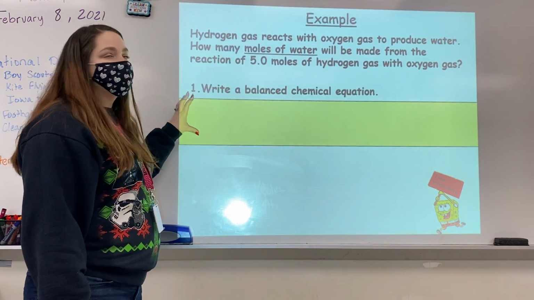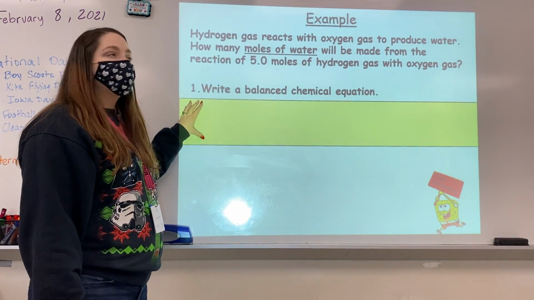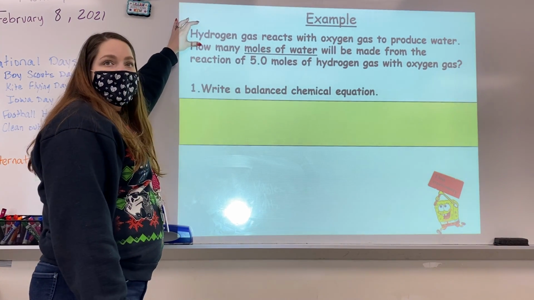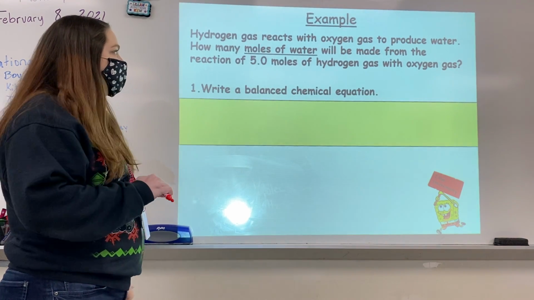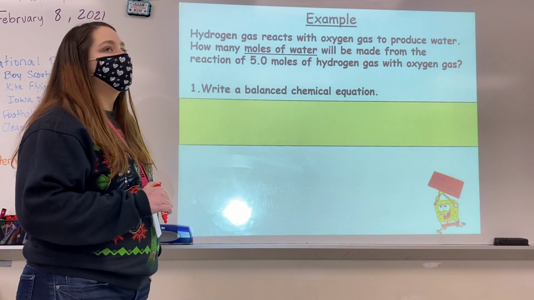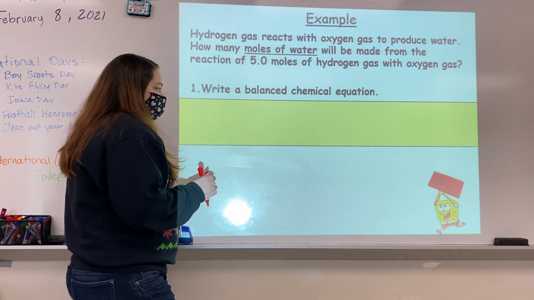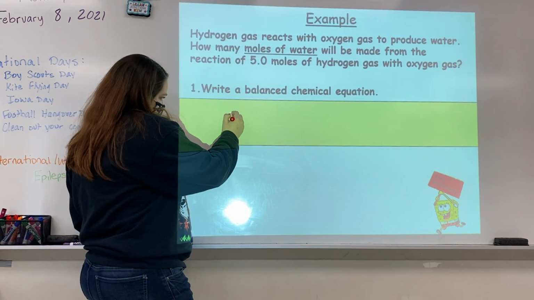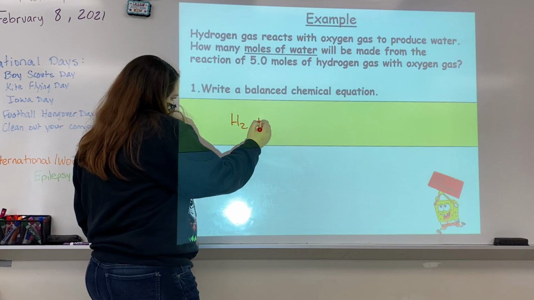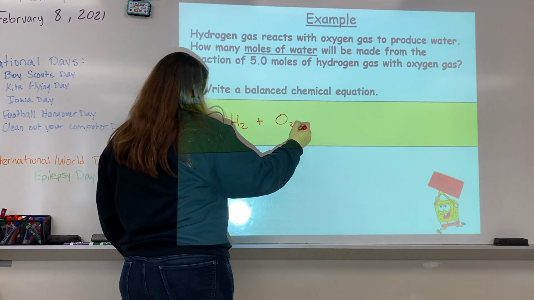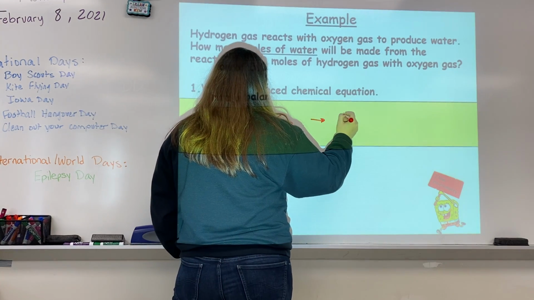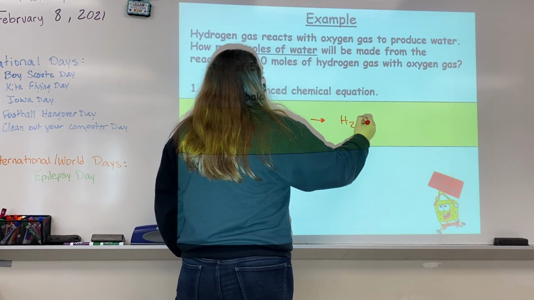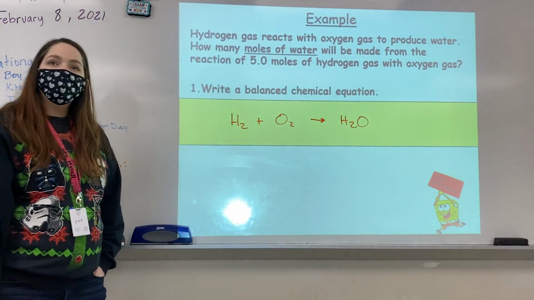The first thing that you're going to do is turn this first sentence into a balanced chemical equation. If I have hydrogen gas reacting with oxygen gas to produce water, what would my equation look like? How would I write that? Do I do equals? Arrow to what? So that is my equation.